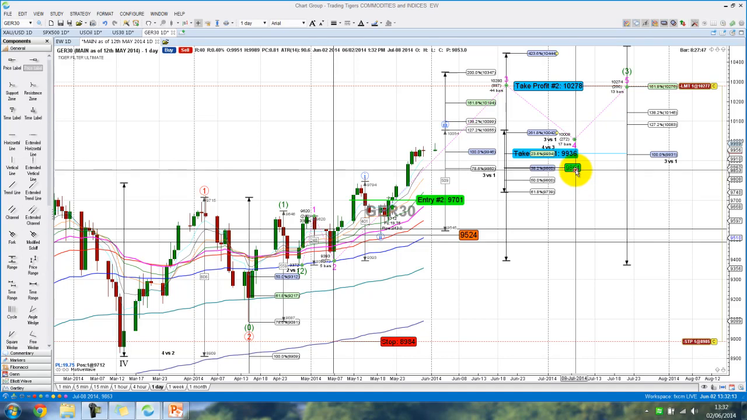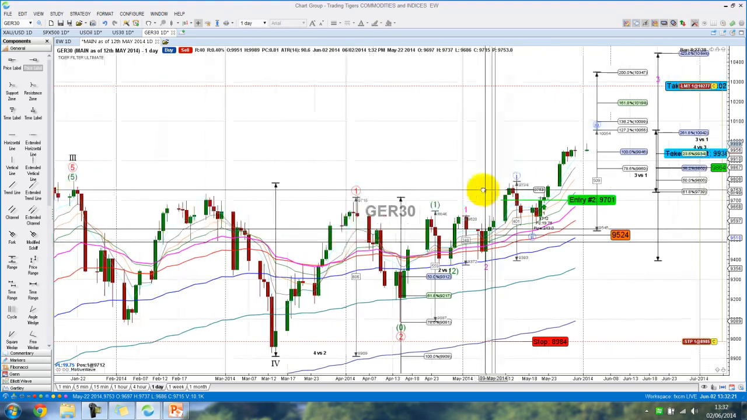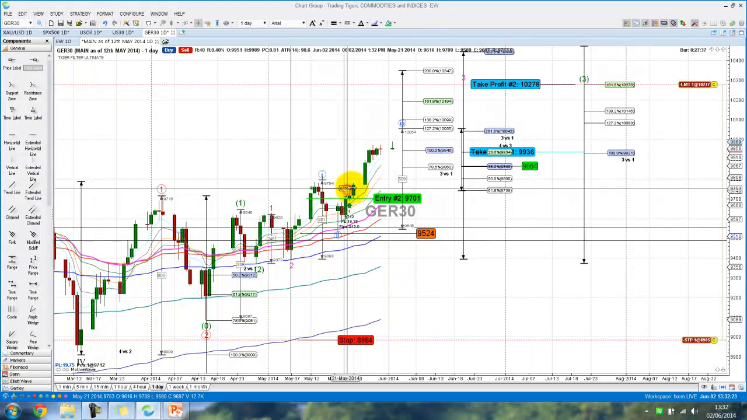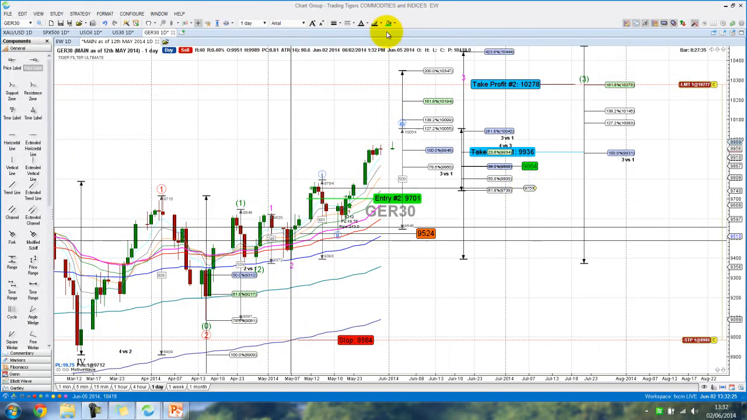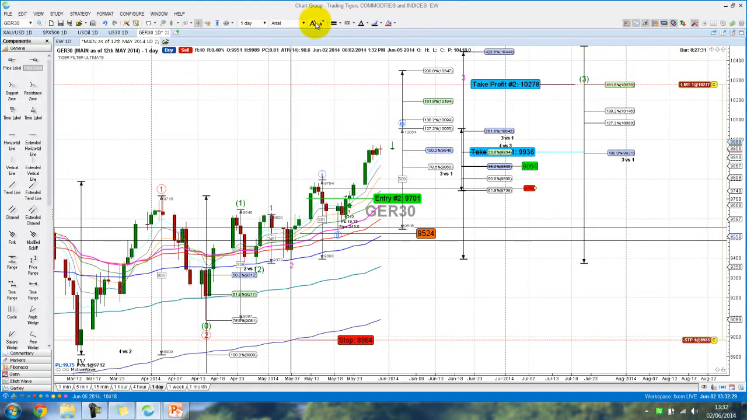Okay, so we enter here. Our stop loss, we're going to be very tight now again. We're going to put our stop loss down here. That's where our stop loss is going to be, and you can see how tight that is.